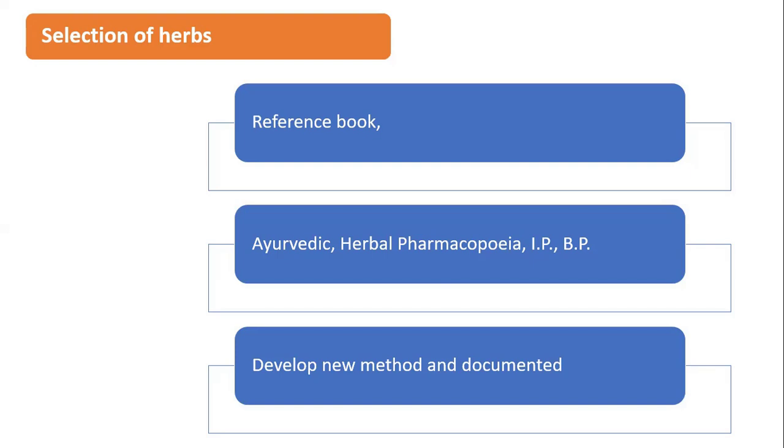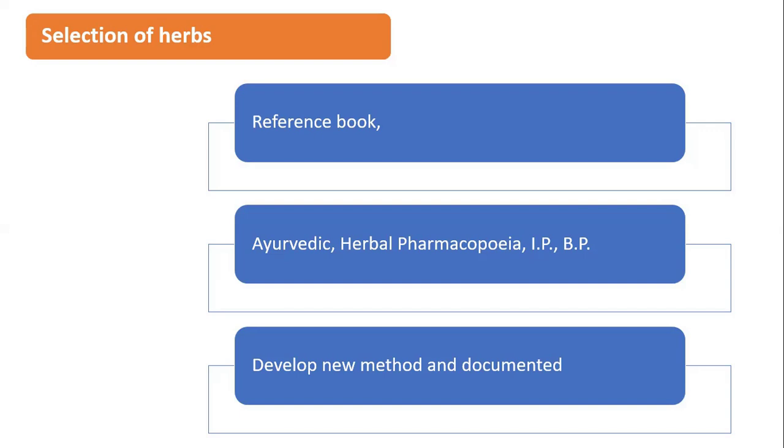For this purpose you are going to take the help of reference books. Suppose a new plant is there: how does that plant look, from where do you get it, in which season does it occur, what is the time period, and which part is beneficial for that purpose? You have to get this information from reference books, such as the Ayurvedic Pharmacopoeia, Herbal Pharmacopoeia, Indian Pharmacopoeia and British Pharmacopoeia. These are the books you have to utilize.